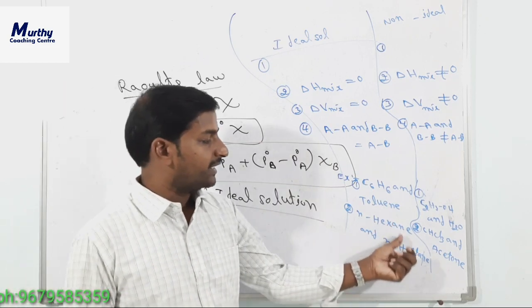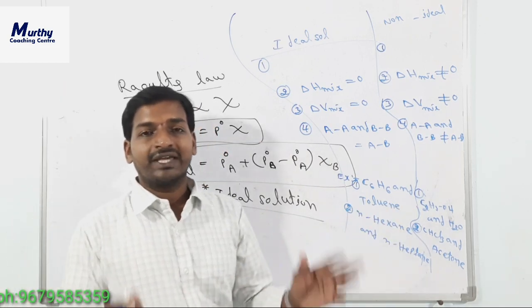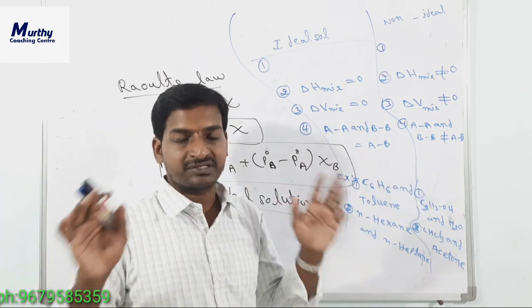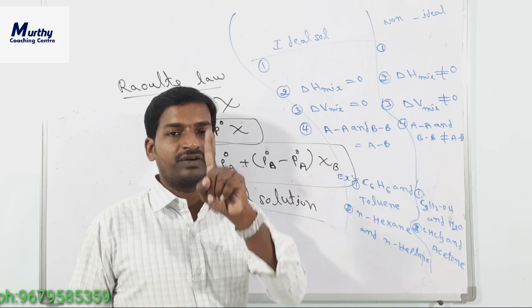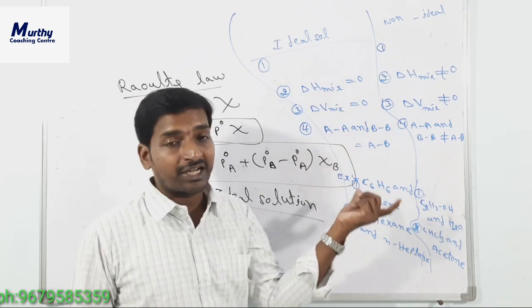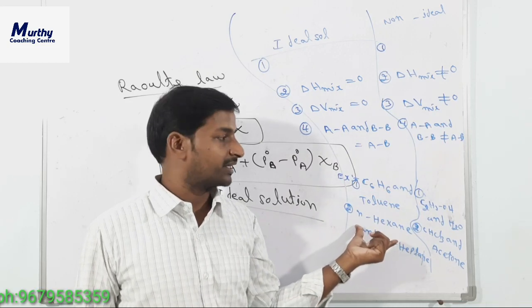Why are n-hexane and n-heptane ideal solutions? Both hexane and heptane are aliphatic, straight chain compounds, and the structure is almost similar, the only difference is one carbon. That's why it is an ideal solution. Means the structure and polarity should be similar, that is the ideal solution condition.